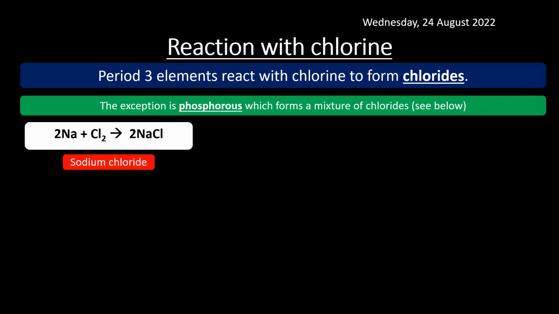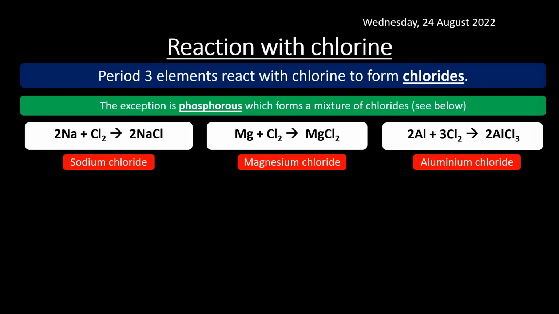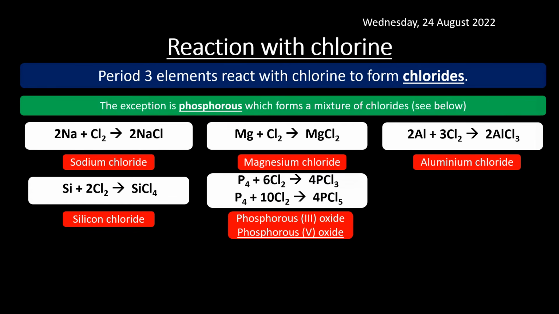Sodium reacting with chlorine forms sodium chloride. Magnesium reacting with chlorine is magnesium chloride. Aluminium reacting with chlorine is aluminium chloride. Silicon reacting with chlorine will form silicon chloride. Now, phosphorus, you've got two types here.